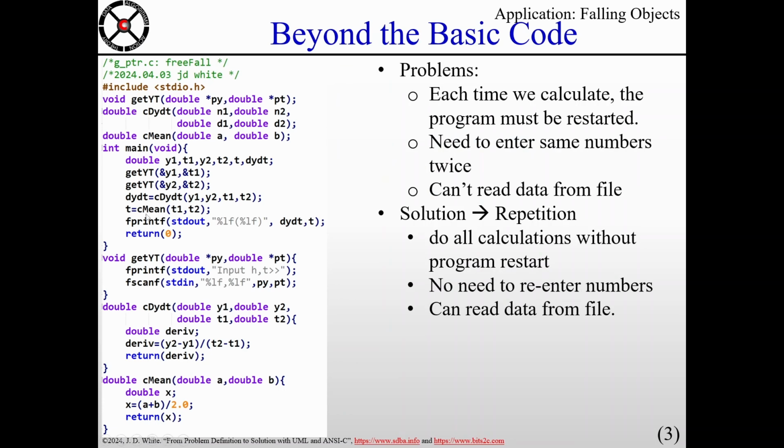So this is our existing code, which I was just showing you. You can see how we have 3 functions, the function prototypes, the main function, the function definitions, and it's running okay. But this code has some problems. Each time we do the calculation, we must restart the program, right? So it doesn't make sense. Secondly, we need to enter the same numbers twice, right? And this can't read data from a file easily.